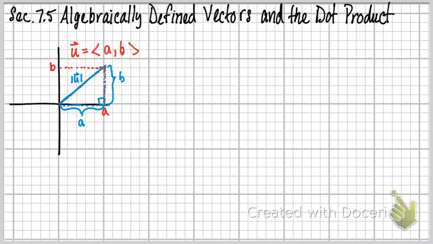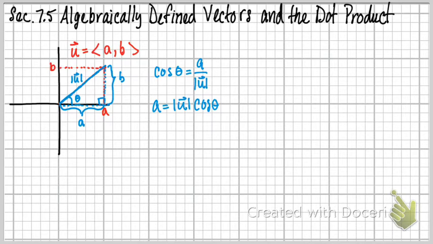All right, so then I can call this theta, couldn't I? Right, it could be any angle. So I could say the cosine of theta equals A over the magnitude of U. So if I wanted to solve this for A, I could say A equals the magnitude of U cosine of theta. That's what's interesting here: if I know the angle and I know the magnitude of the vector, I can find A.